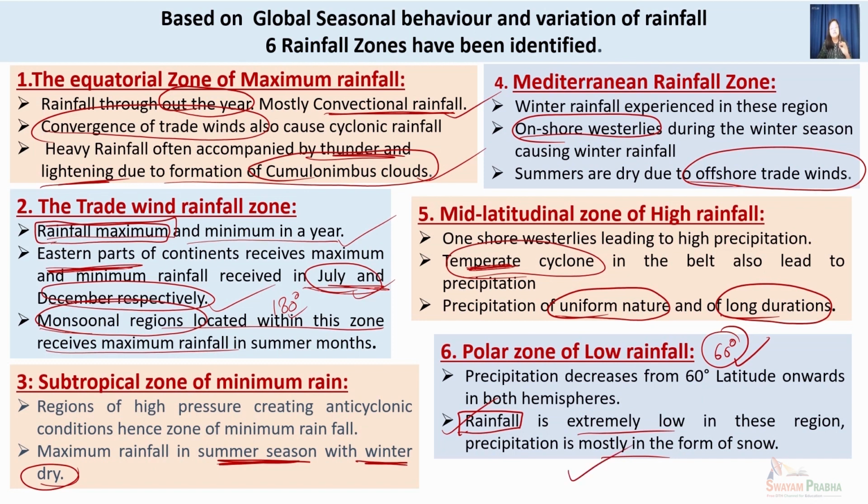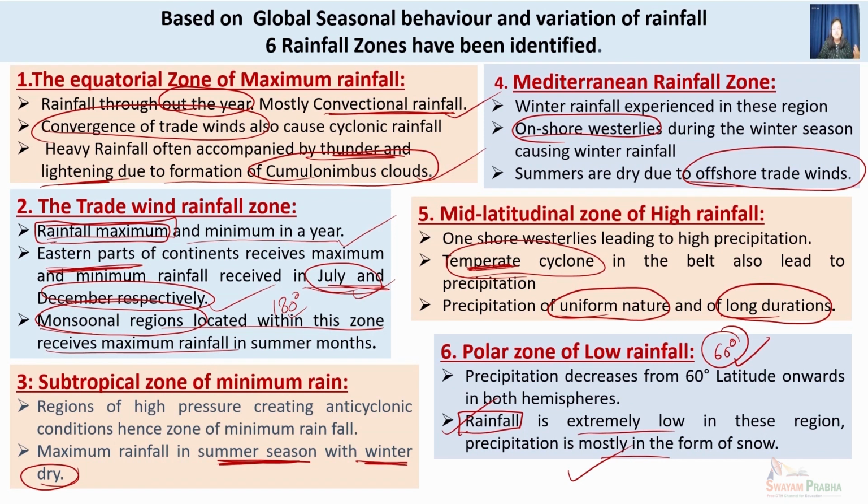So these are the six primary rainfall zones of the world, where equatorial zones have maximum rainfall and receive rainfall throughout the year. Then you have trade wind rainfall zones with seasonal rainfall, which peaks in the summer season and is drastically reduced during the winter season. Then you have the subtropical zone of minimum rain because of existing high pressure belts in the area. The area receives very little rainfall, and whatever rainfall the area receives, it is primarily received in the summer season.